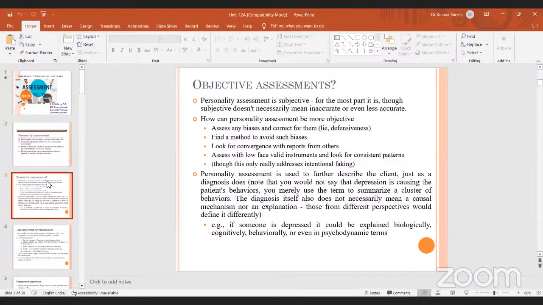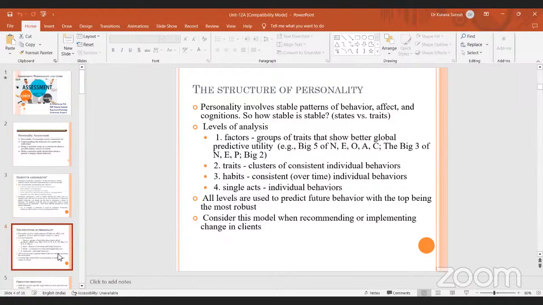Personality assessment is used to further describe the client, as well as for judgment and diagnosis. Okay. Thus, the structure of personality.